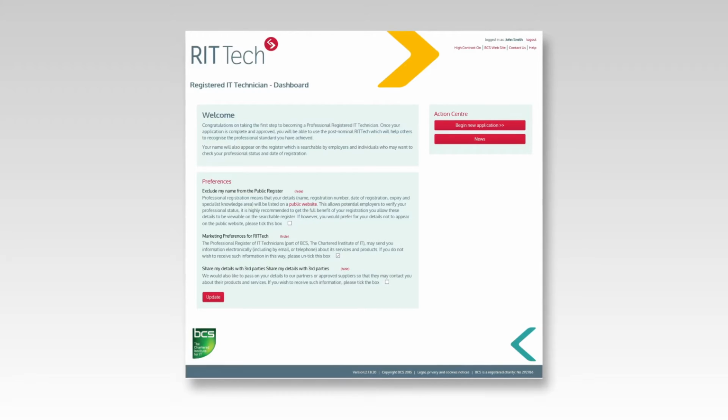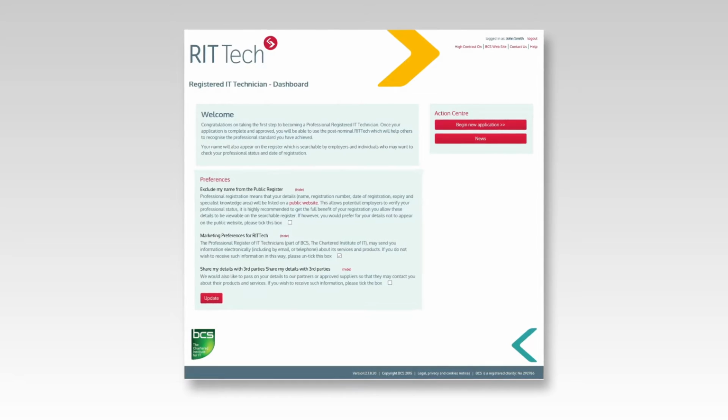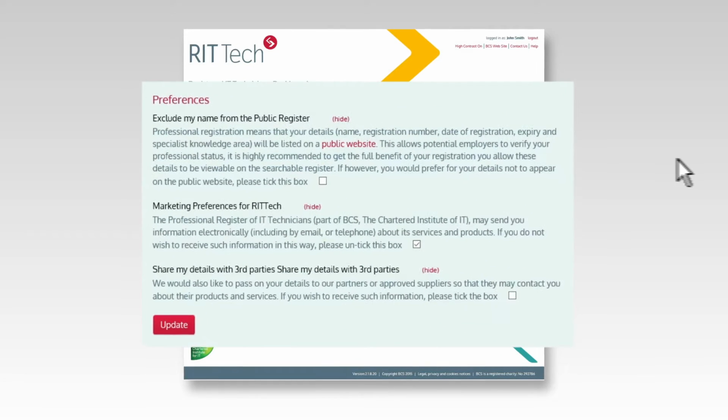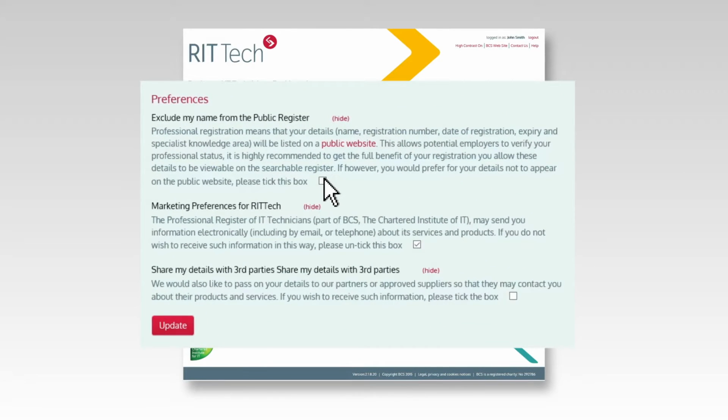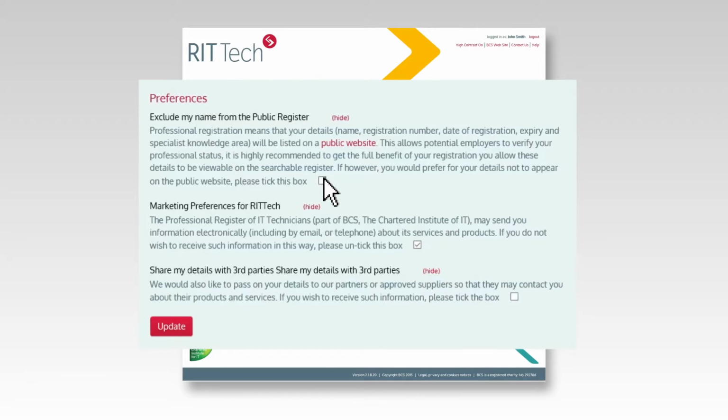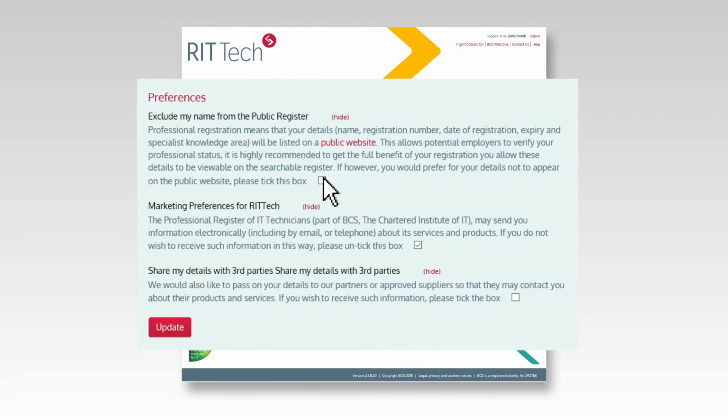On the dashboard, you will always be able to see and change your communication preferences for RIT Tech, along with whether or not your details appear on the public register. One of the benefits for people and potential employers is to be able to see you have RIT Tech and to appear on the public register. This is set to on by default. If you wish to be excluded from the register, then this is also an option.